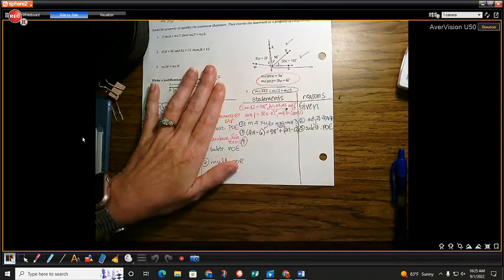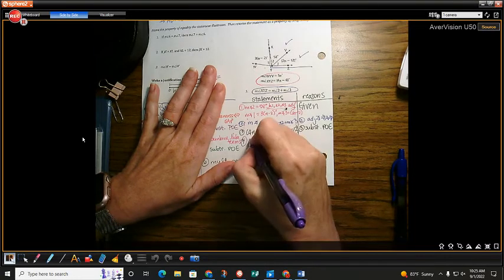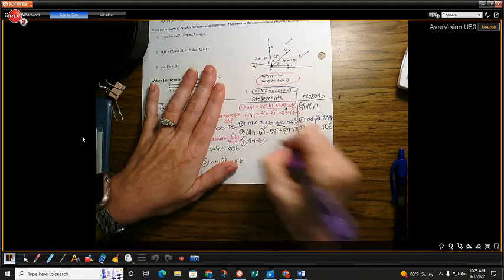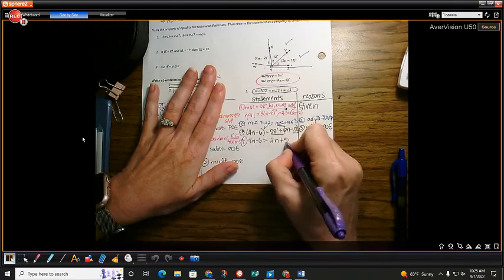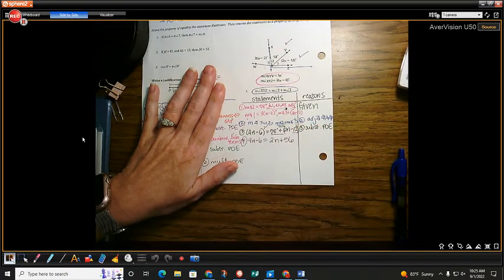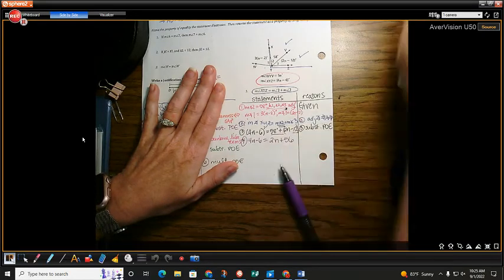Then, once I have that, now what can I do? I can combine my like terms. So I can do my 4n minus 6 equals 2n plus 46. Did I do that right? Well, you'd be right. 58, oh no, 46.